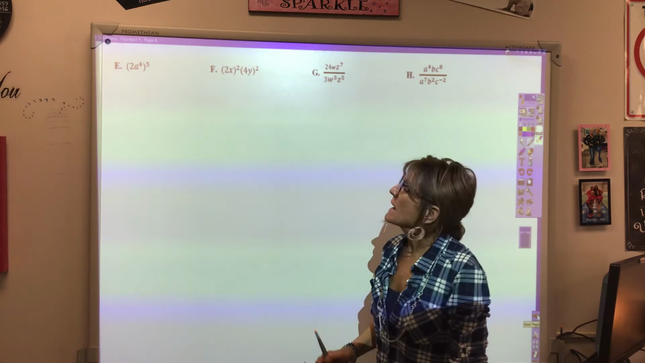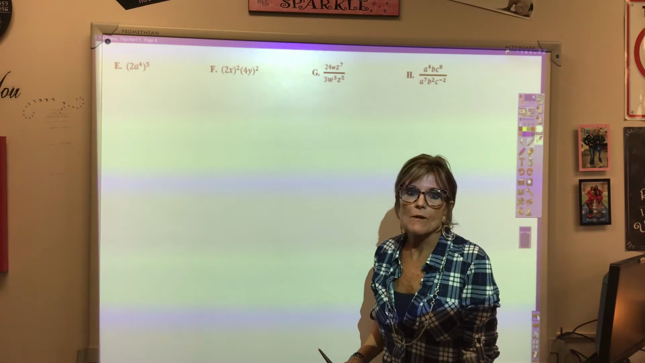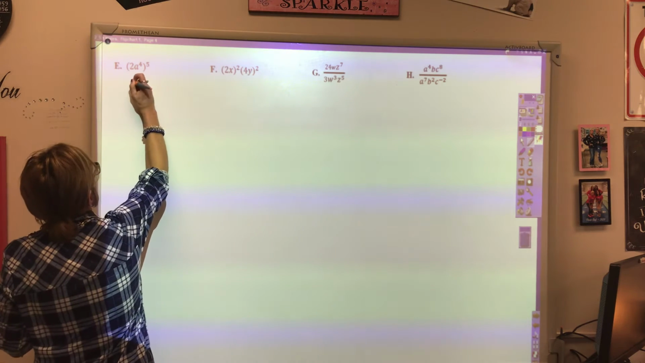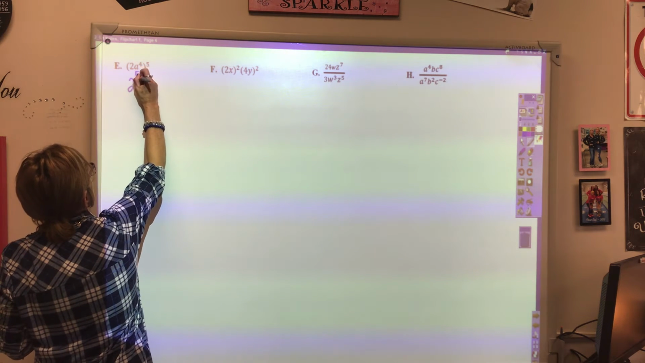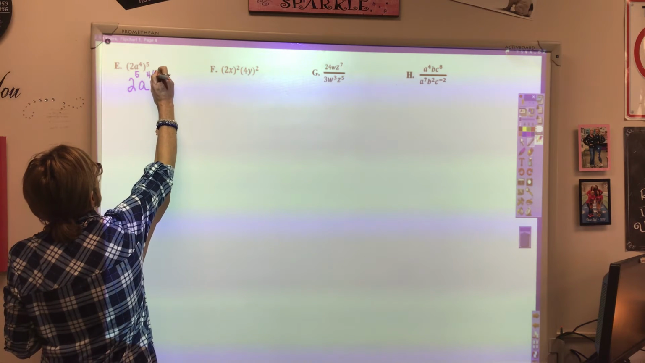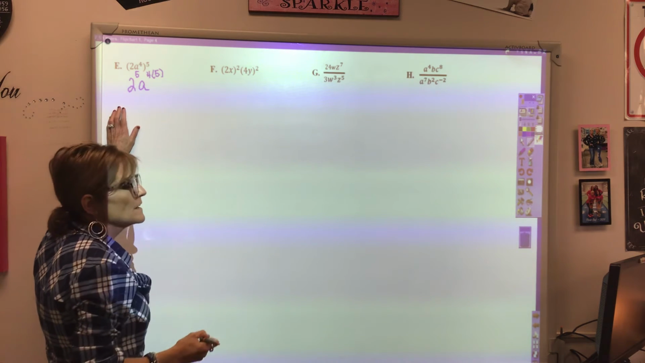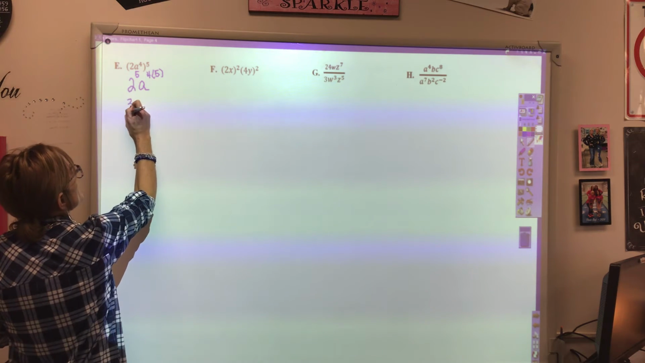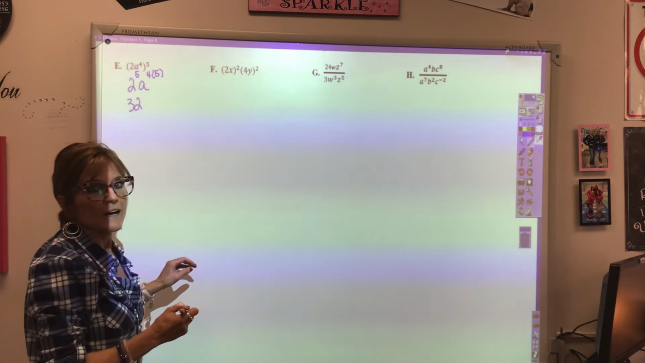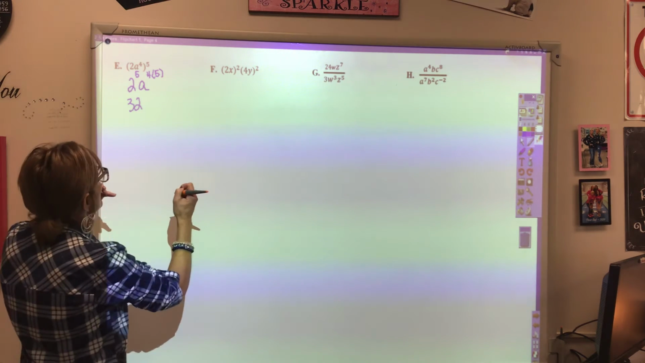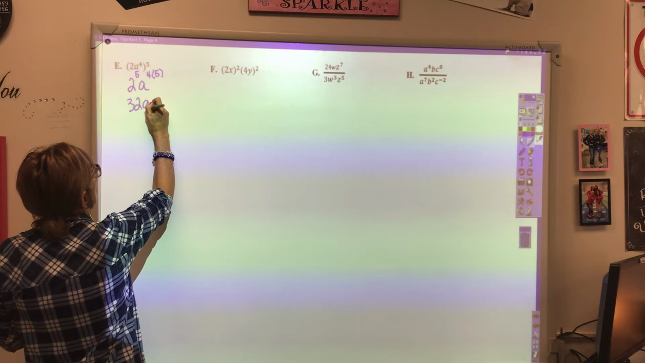Now we're going to work with the power of a power rule. So what you do here is you take 2 to the 5th, a to the 4th to the 5th, and you simplify. 2 to the 5th should be 32. You can multiply 2 out 5 times: 2 times 2 times 2 times 2 times 2. And a would be to the 20th.